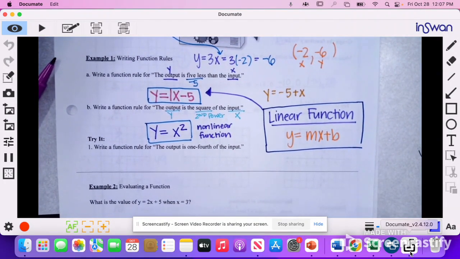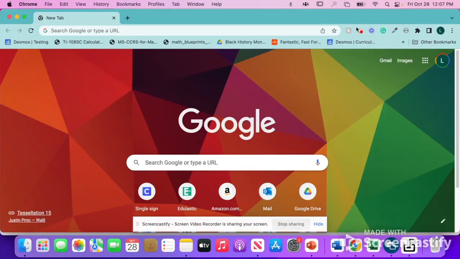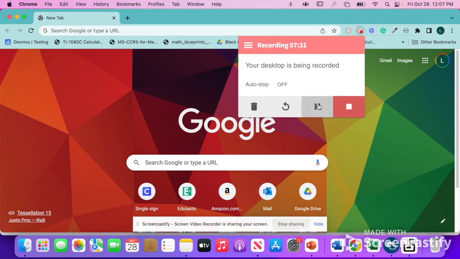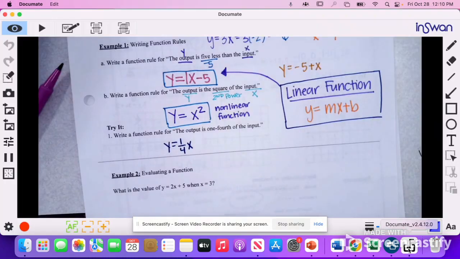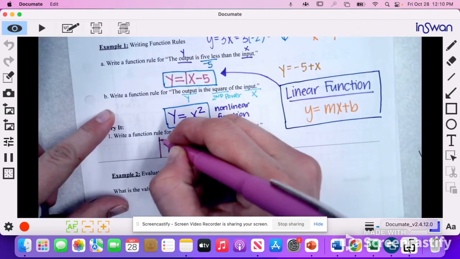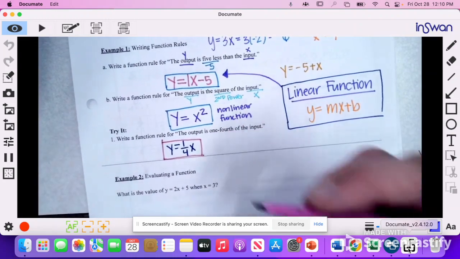Okay, try the next one on your own. You know what output means, you know what input means. You guys know what a fourth means. So try that. Y equals 1/4 x. Okay, so this is our function for the next one.